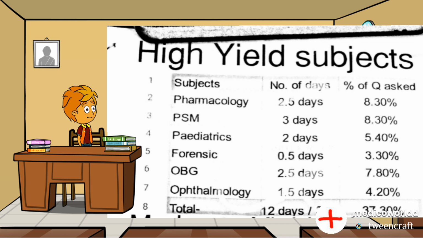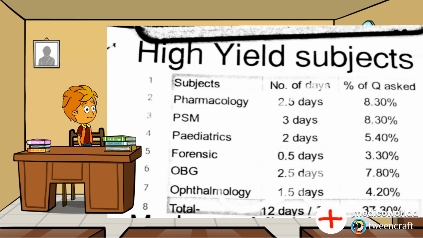You need to give around 12 days for the revision of these subjects, and the number of questions asked is highest from these subjects, meaning 37.3% of questions are asked from these subjects. You need to give 30% time for the revision from your total time of revision. Now, moderate yield subjects will be taken by my colleague.